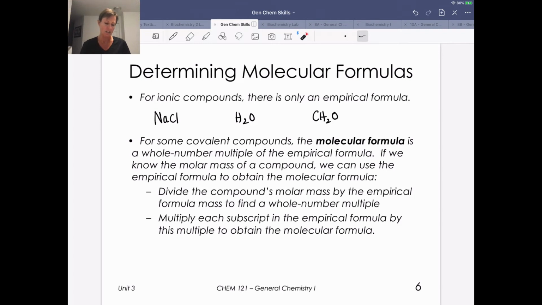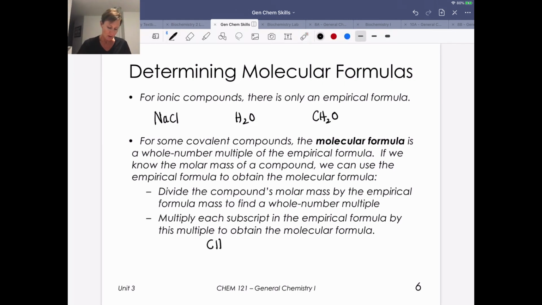So reading these directions here, for some covalent compounds, the molecular formula is going to be a whole number multiple of the empirical formula. So again, if you know the molar mass of a compound, we can use the empirical formula to obtain that information. I'm just going to run through that as an example here with glucose.